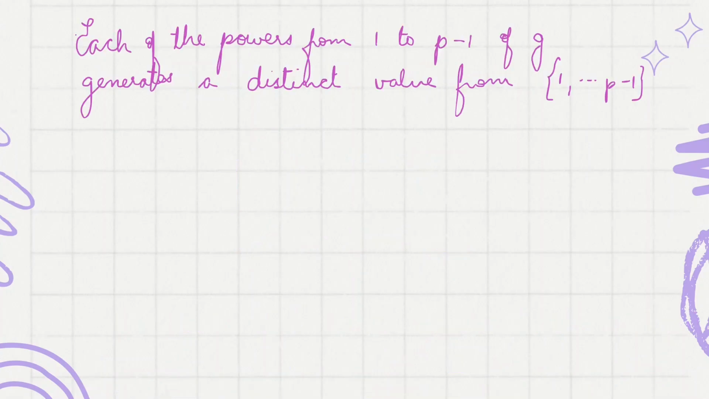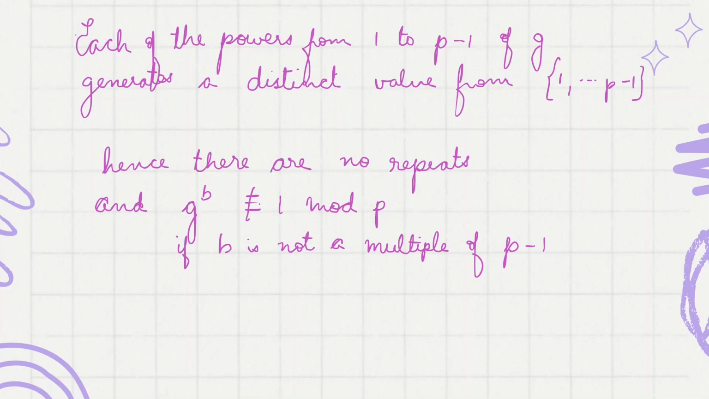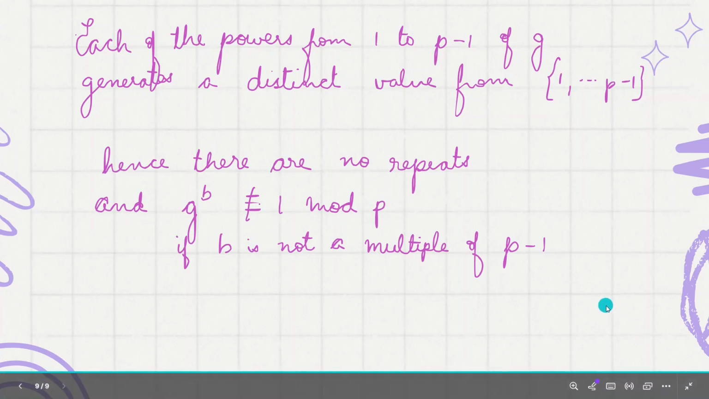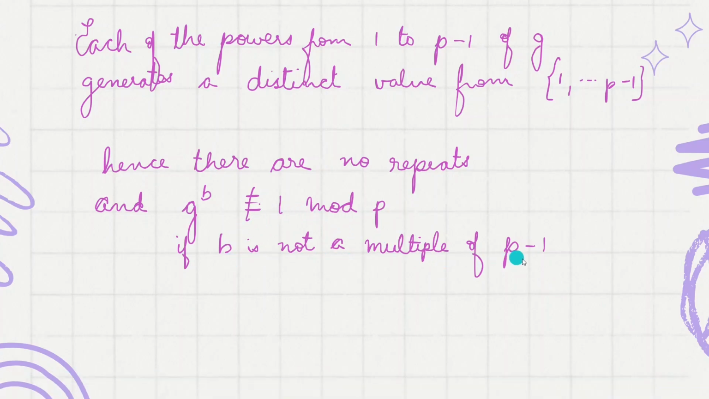Now each of the powers from 1 to p minus 1 of g generates a distinct value from 1 to p minus 1. This implies that g to the power of b mod p cannot be congruent to 1 mod p unless b is a multiple of p minus 1. So just read this. There are no repeats, and g to the power of b is not congruent to 1 mod p if b is not a multiple of p minus 1.